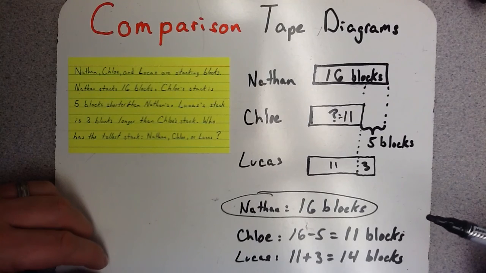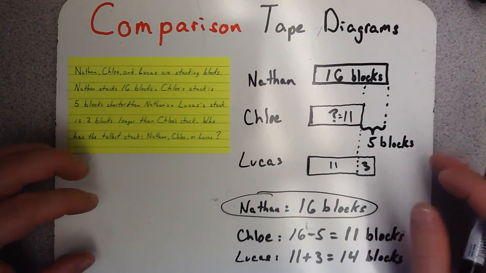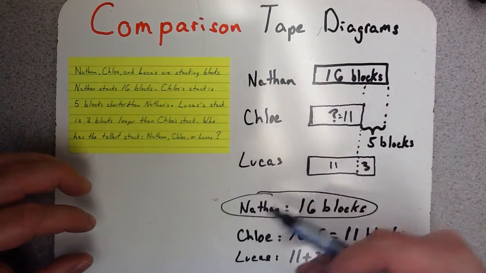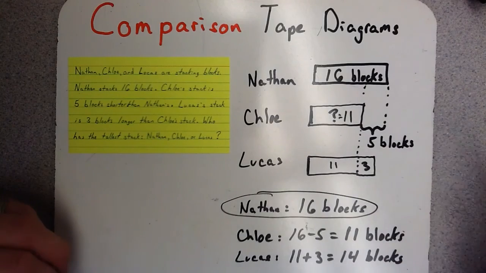So these are just 3 examples of how we can use comparison tape diagrams to solve word problems. Now, if you notice, the tape diagram itself doesn't solve the problem, but it sets up the information so that you can then determine what to do to solve the problem. Do you need to add, subtract, or later on if we would need to multiply and divide when we get to higher grades?